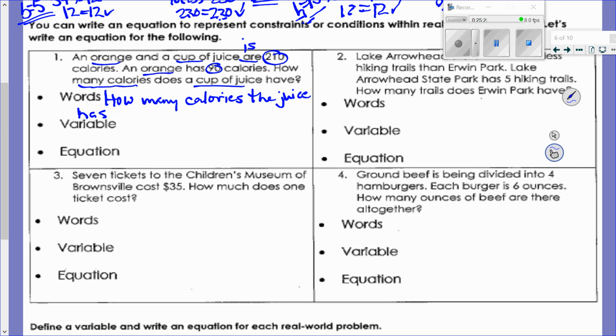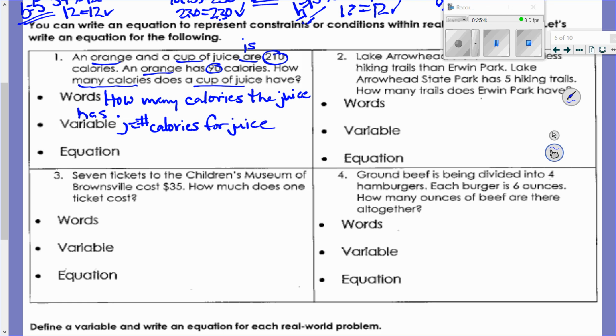J? Okay. So J, and what is that J going to equal? Juice. What about the juice? Calories. What about the calories? Then how many calories? Good. So number of calories for juice.